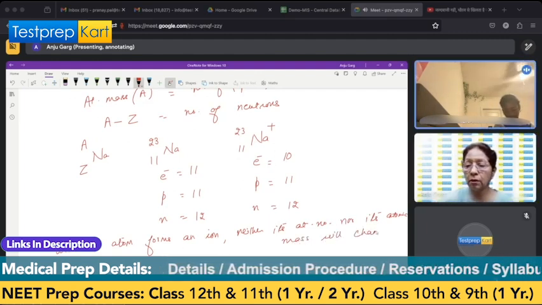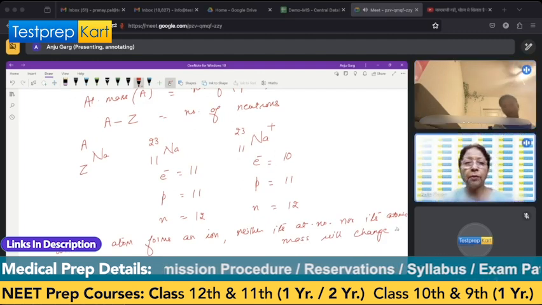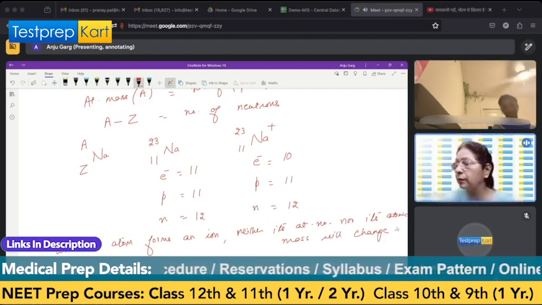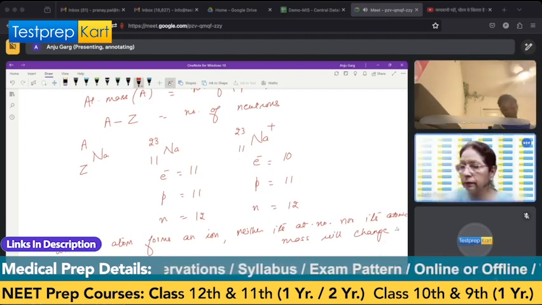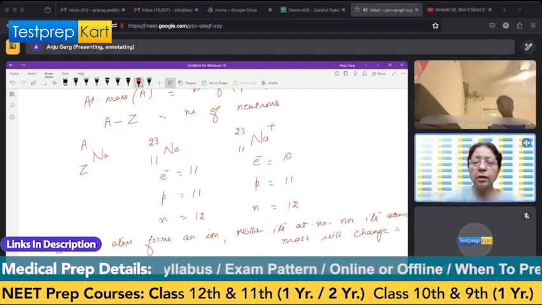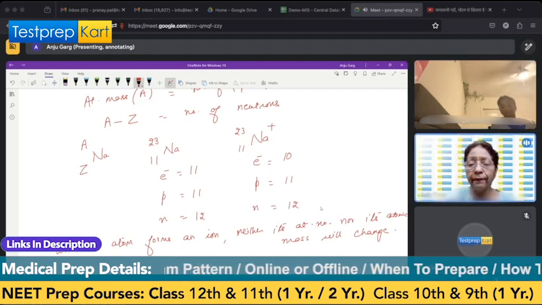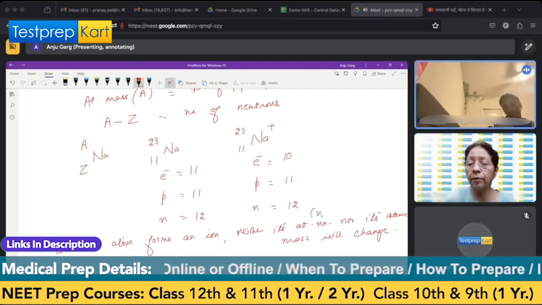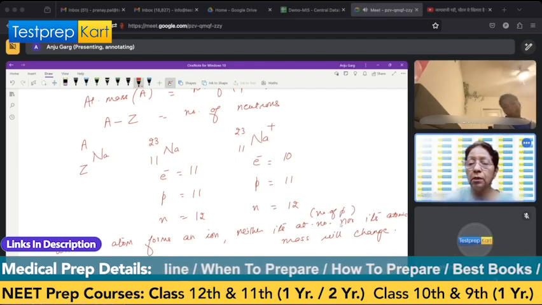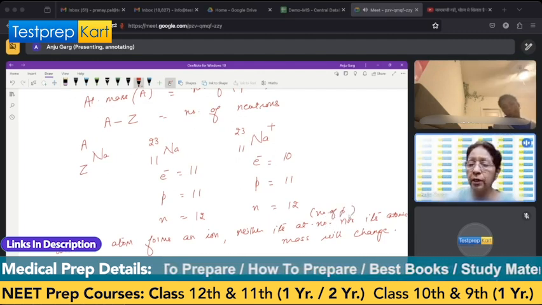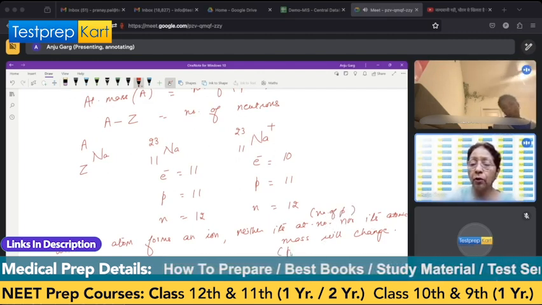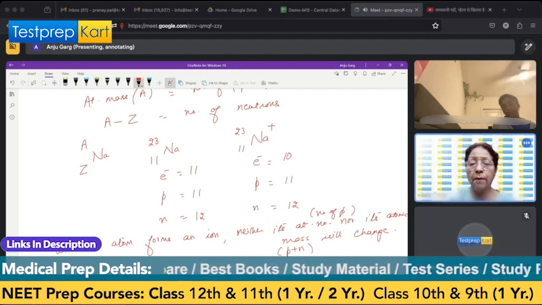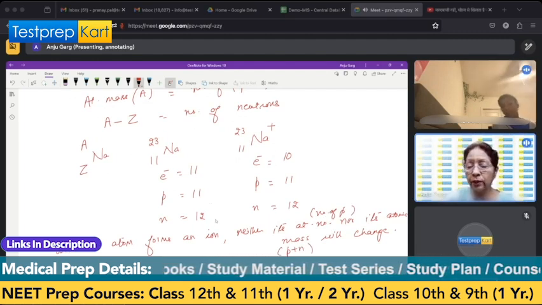Neither its atomic number nor its atomic mass will change, because the number of protons is still the same. Atomic number is the number of protons, so atomic number will not change. Atomic mass is the number of protons plus neutrons. Protons plus neutrons were 23 before also, 23 after also.